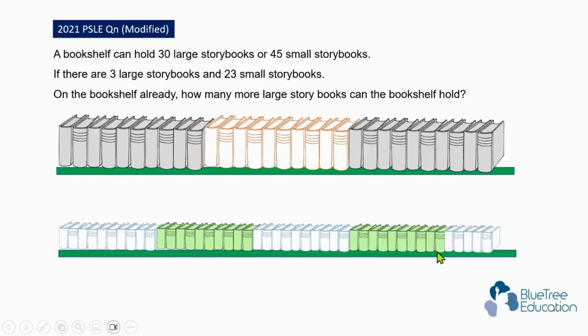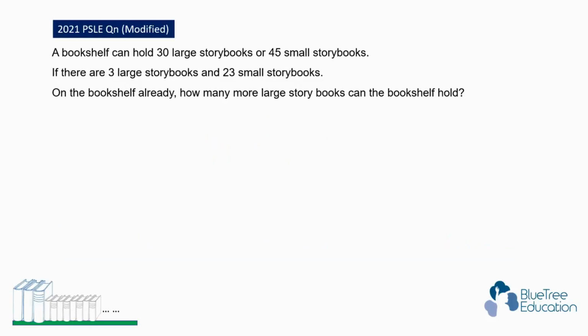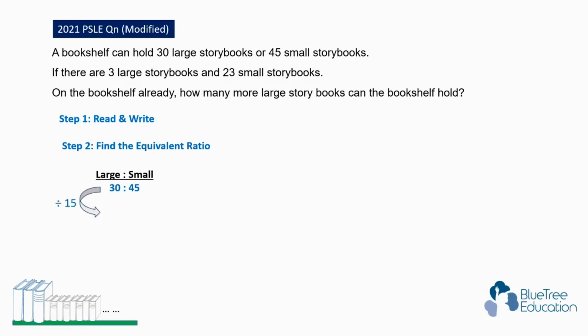Okay? So if I were to take away big books and put small books in there, naturally I can put more small books, right? So we're gonna solve this. Yeah, take note, this is the real PSLE question. I kind of forgot to remove the word modify. This is the real PSLE question. So this was pretty hard because you're gonna see in a while. Let's read and write. So we write 30 is 45, and then reduce the lowest term. You will get 2:3. Okay, this is where the difficult part comes in now.